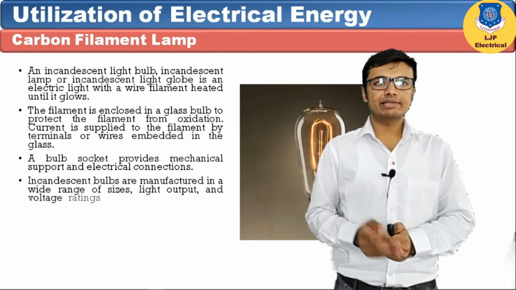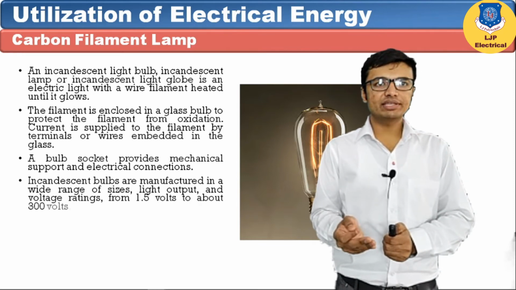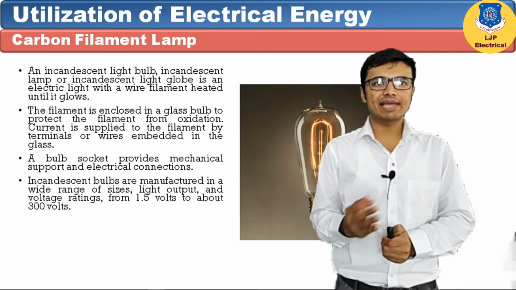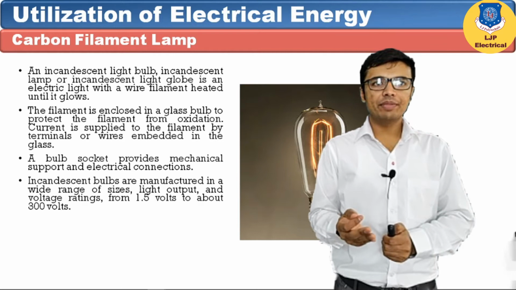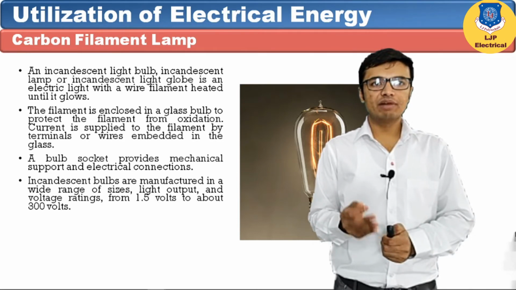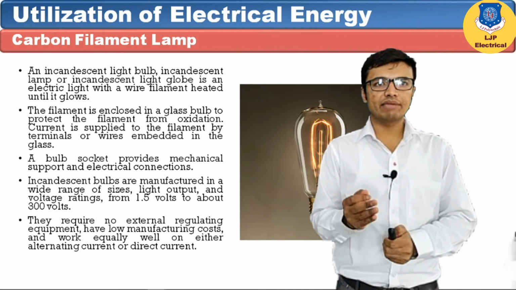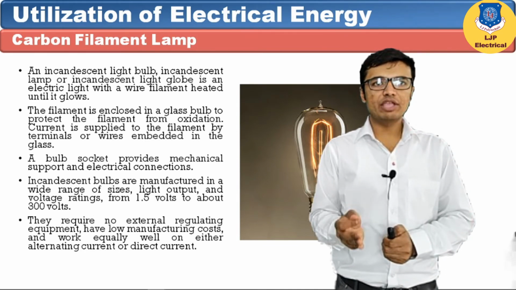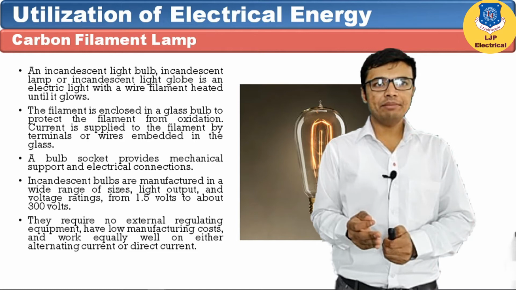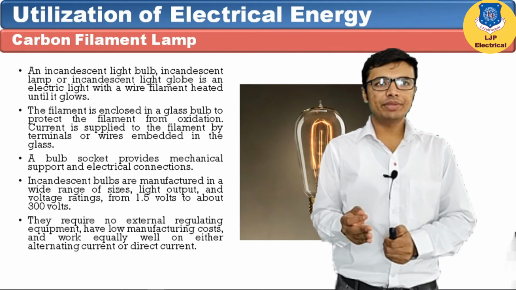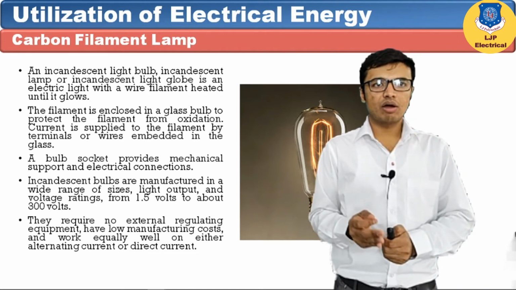Generally, this incandescent lamp will be manufactured in a wide range of sizes. So the light output and the voltage rating may be 1.5 to about 300 volts. It requires no external regulating equipment, has low manufacturing cost, and at the same time works equally well on either alternating current or direct current.